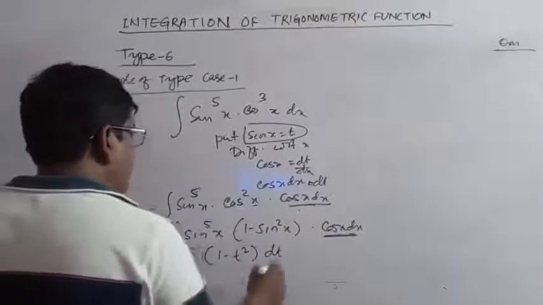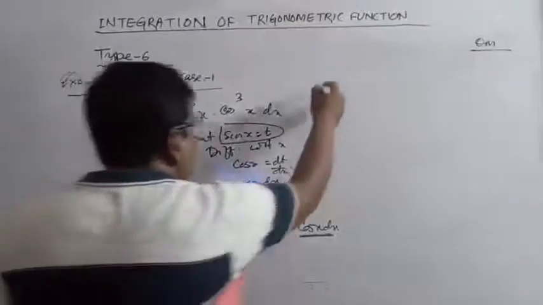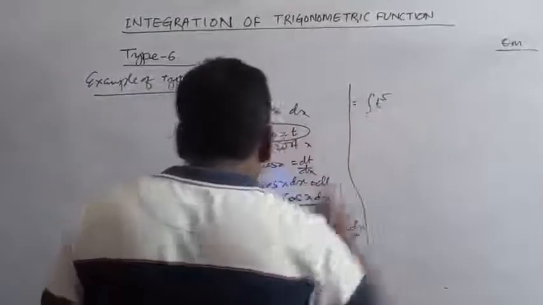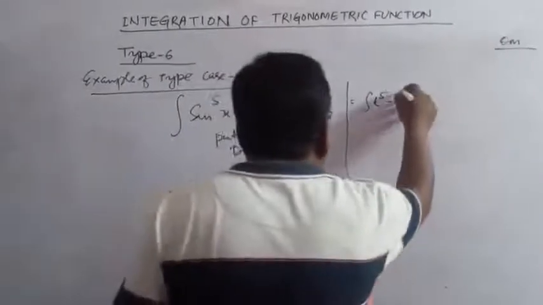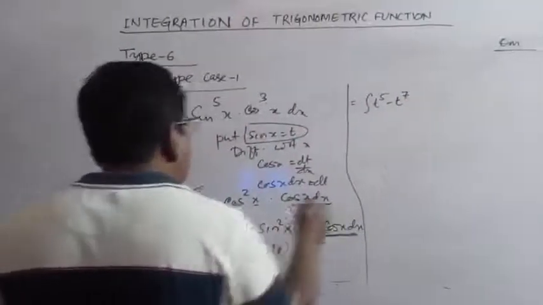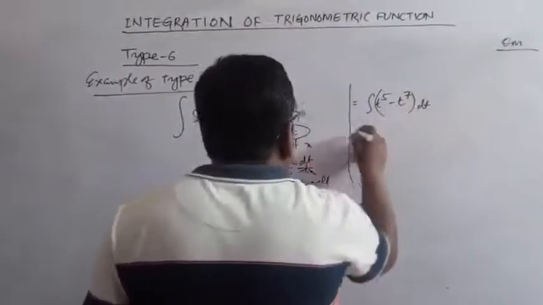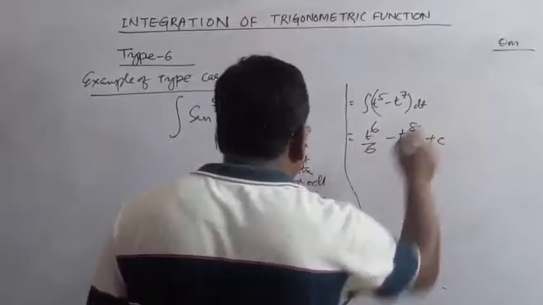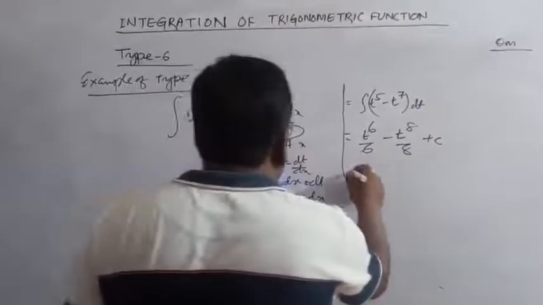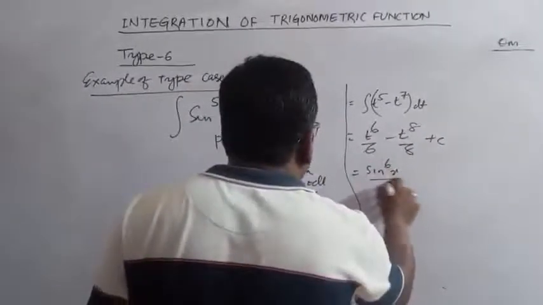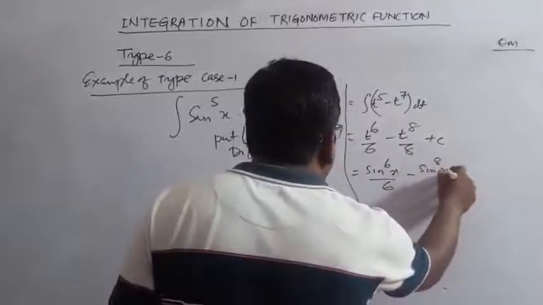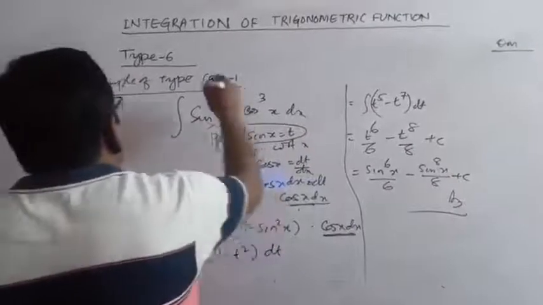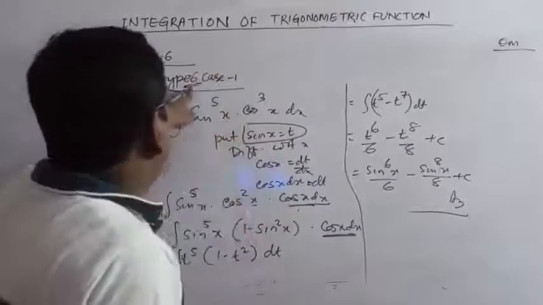Now this will be (t5 minus t7) into dt. So this is equal to t6 by 6 minus t8 by 8 plus c. What is t? t means sin x, so sin 6x by 6 minus sin 8x by 8 plus c. This is the answer of the example of type 6 case 1.